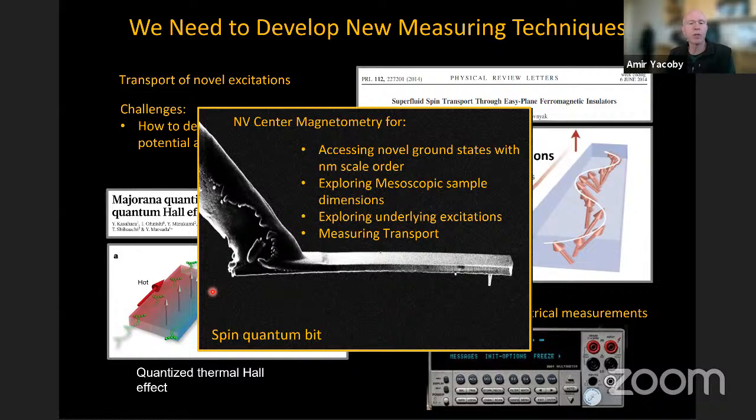that is the use of nitrogen vacancy centers as magnetometers. And what you'll see is that they do allow us to access the ground state properties of materials on the nanometer scale. It allows us to probe mesoscopic systems. So it's not going to replace the things that we can do on bulk systems with X-ray diffraction or neutron scattering, but nonetheless, they will allow us new insights into systems where mesoscale is key, for example, hybrid systems. And it does allow us to explore underlying excitations. I'll give a few examples of that. And finally, transport both of electrical currents and other types of currents like spin currents.